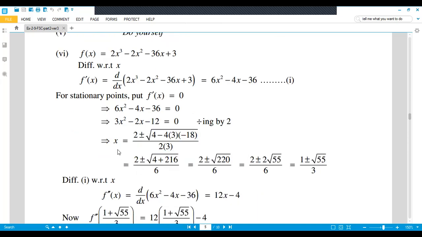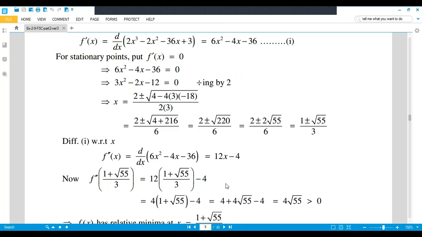So when we solve by the quadratic formula, we will get the x value. You know the quadratic formula: minus b plus minus under root b square minus 4ac divided by 2a. Here the value of a is 3, the value of b is minus 2, and the value of c is minus 12. So when you put these, you will get 1 plus minus under root 55 over 3. Now you take the second derivative of the first derivative function. So 6 2s are 12, 12x minus 4, you will get this.